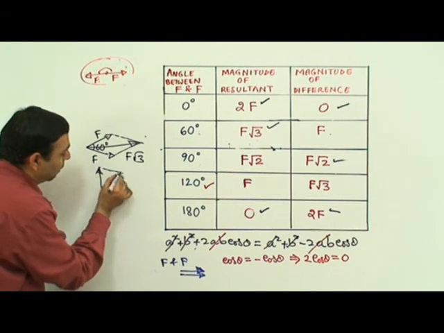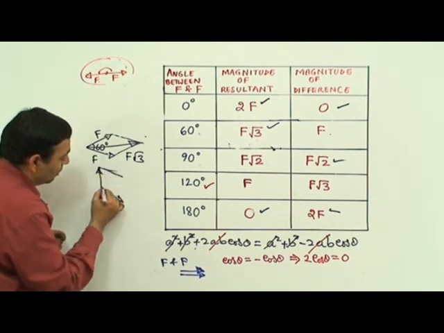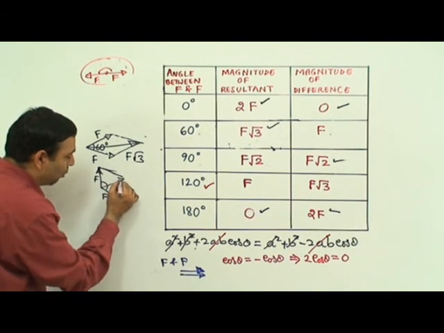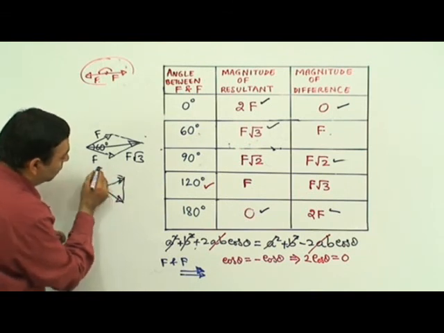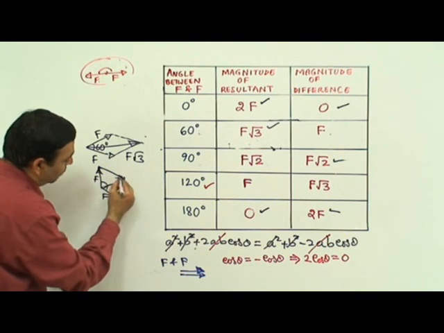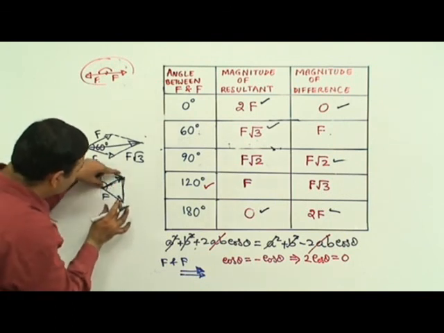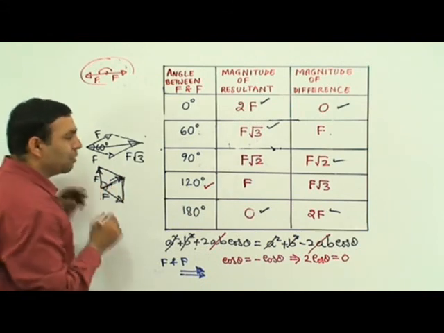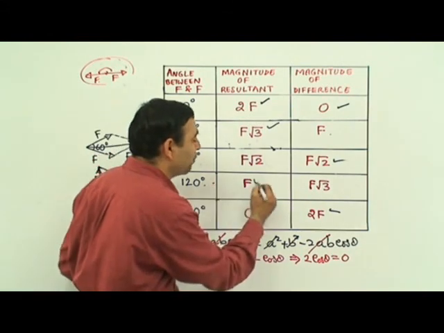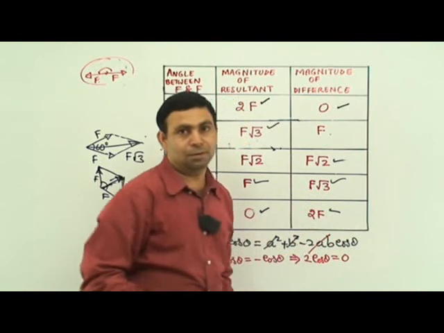And when the angle is 120 degrees, we know very well, now this is F and F at 120 degrees. Now the result will be smaller because you can complete the parallelogram over here, and you will end up getting a smaller value. This is F in fact. This is smaller, it's almost equal to this. So it is F. So F and F at 120 degrees, the result will be F and the difference will be F root 3. That way you need to remember.